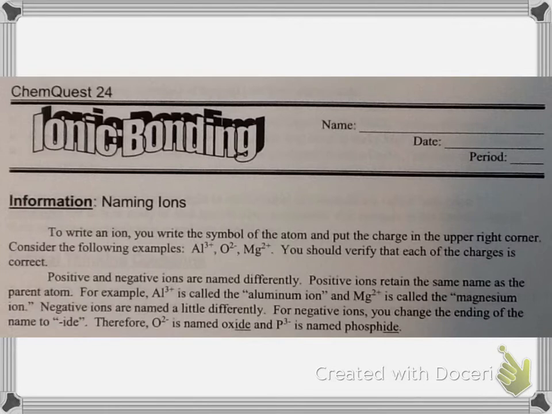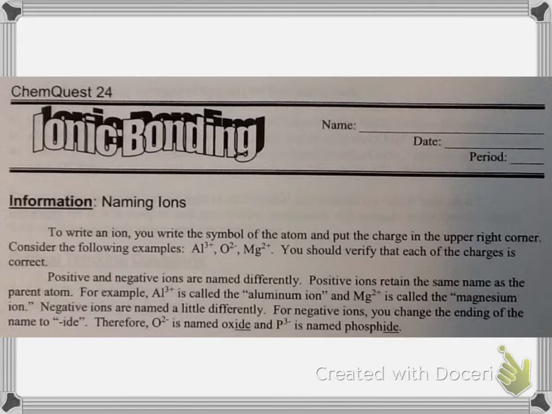To write an ion, you write the symbol of the atom and put the charge in the upper right corner. Consider the following examples: Al3+, O2-, Mg2+. You should verify that each of the charges is correct. So how do we verify that each of the charges is correct? Remember, these are going to choose to become like a noble gas and have a noble gas electron configuration.